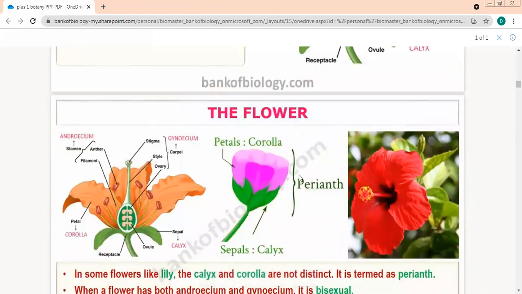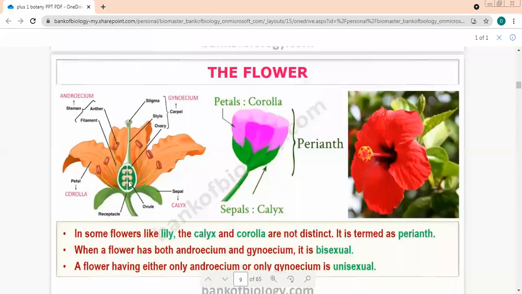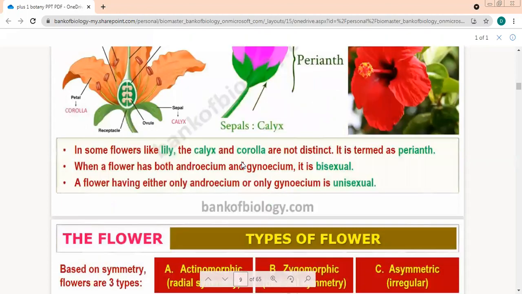Then we talked about these. Perianth. Both of them are fused. Petals and sepals. Calyx and corolla is fused. So this is perianth. Is this a perianth? No, ma'am. Because if you see sepals and petals are separate, they are not fused. So this is not a perianth. However, this is a perianth.